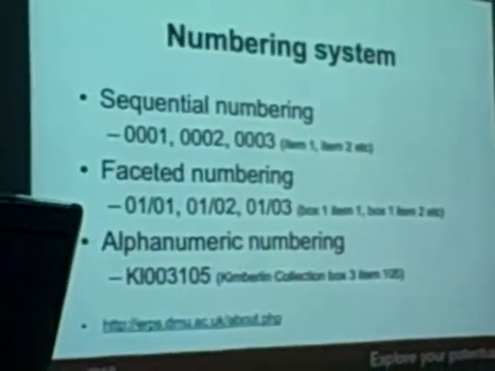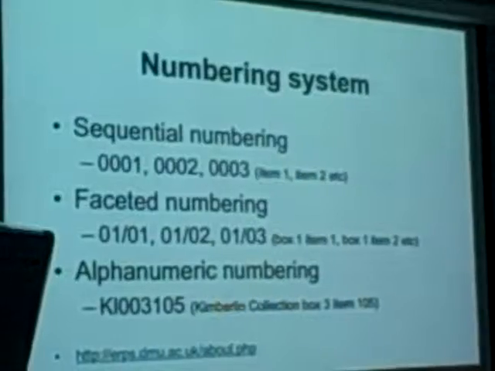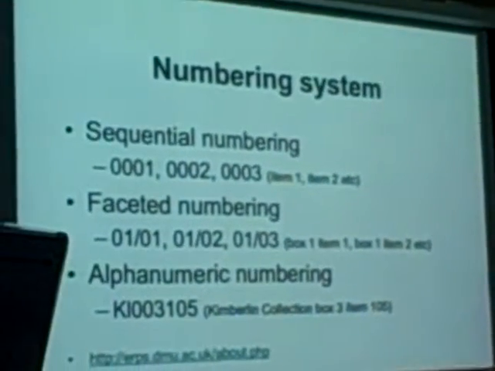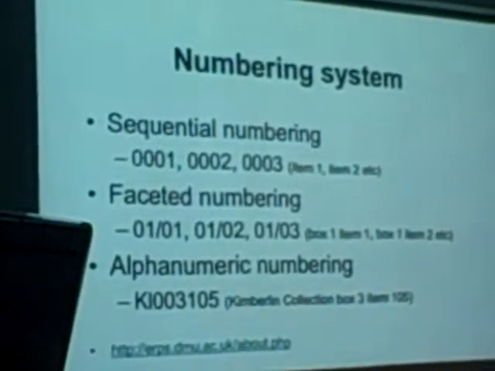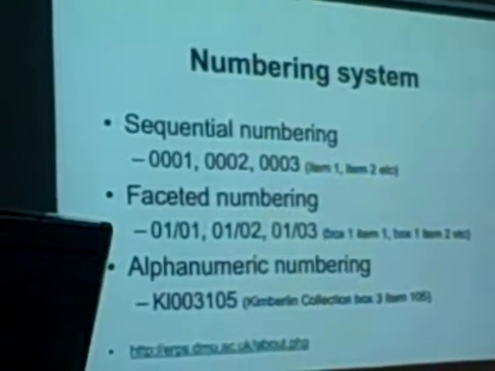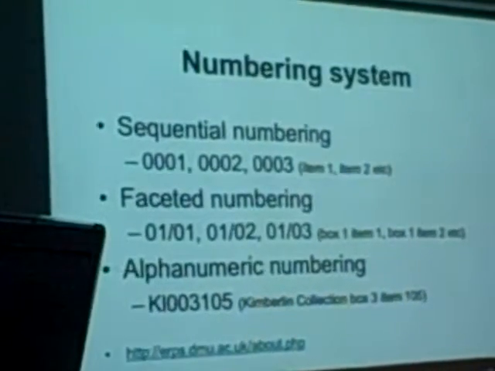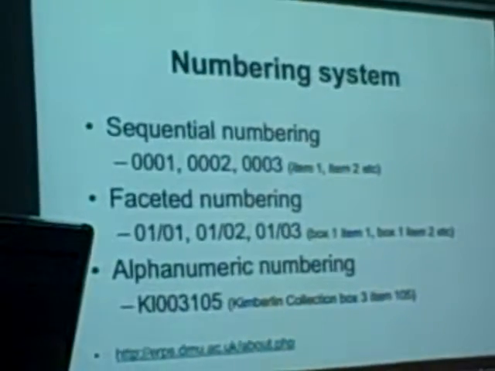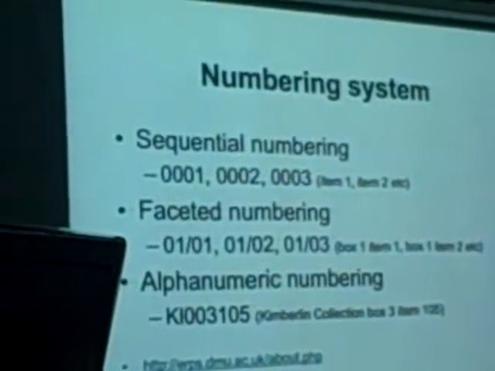Various numbering systems you can use. You can use a very simple sequential, which is illustrated there. You can use a faceted system whereby that will actually tell you partly where the item is, and it may lead other people to the item, which can be useful. And then you've got the more complex alphanumeric systems, which actually tell you something about the collection, something about where it is, and something about where you find it.